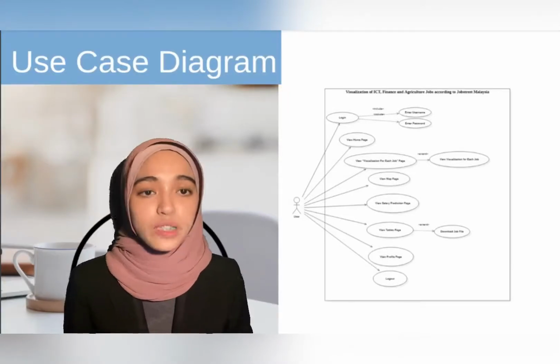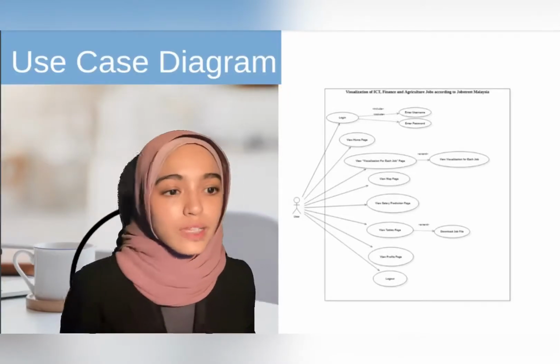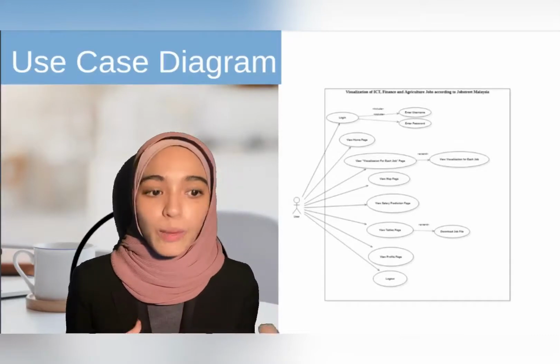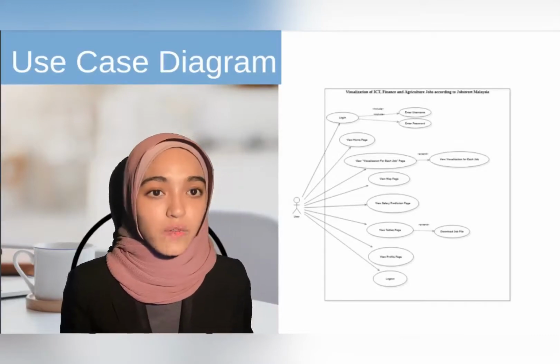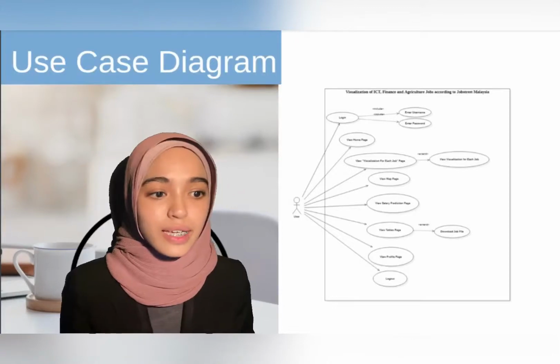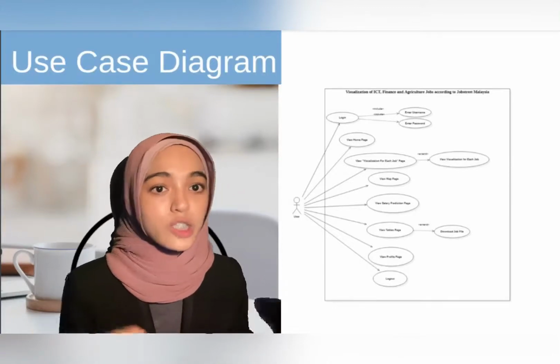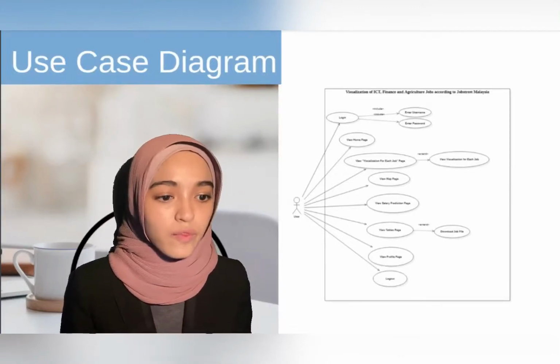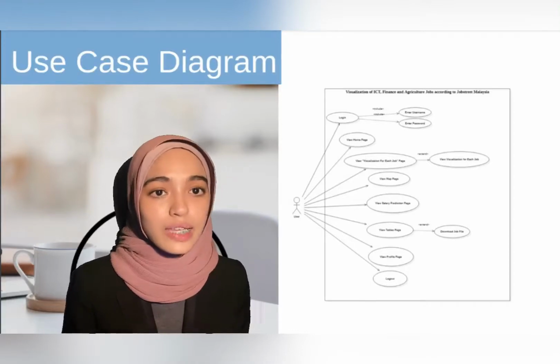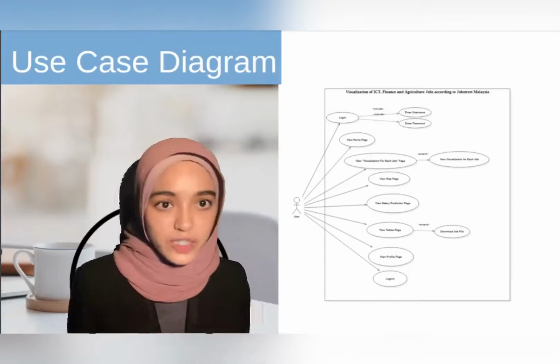As we can see, the first one is login. The user must include username and password to log in to the application. Next, visualization for each job page. The user can view visualization for each job. And then the view table page, where the user can download the job file in CSV file format.